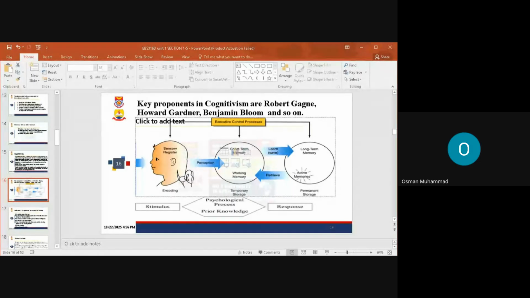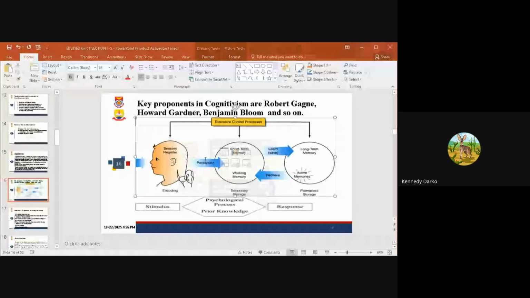Please, what is the difference between the short-term memory and the temporal storage, the long-term memory, and the permanent storage? Is that the difference between the short-term memory and temporal storage? Yes, please, and long-term memory. When you check from the app here, look at what is happening.